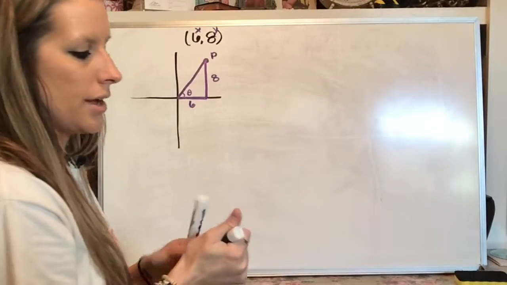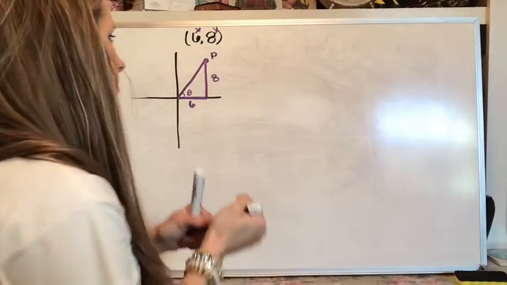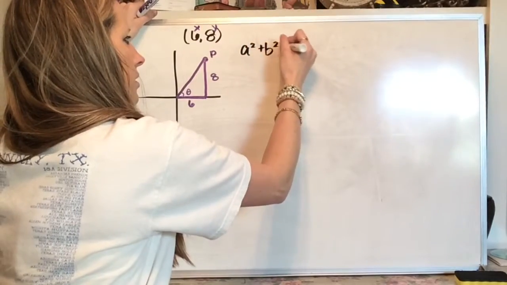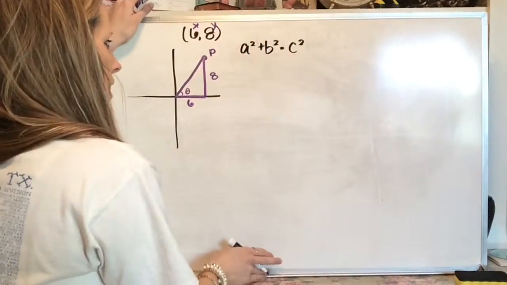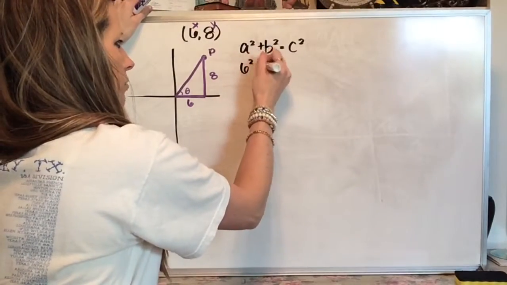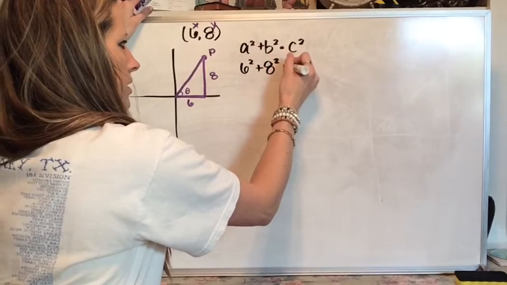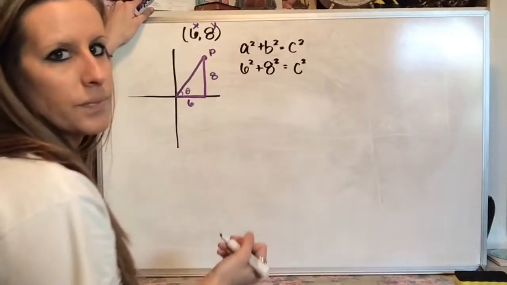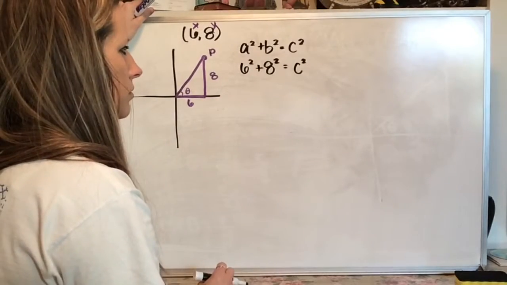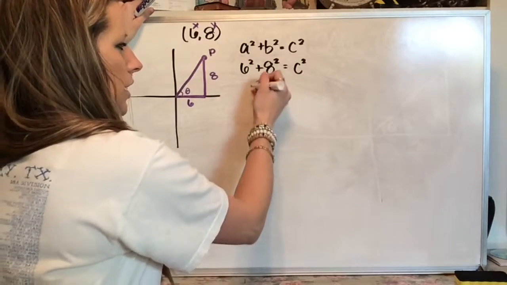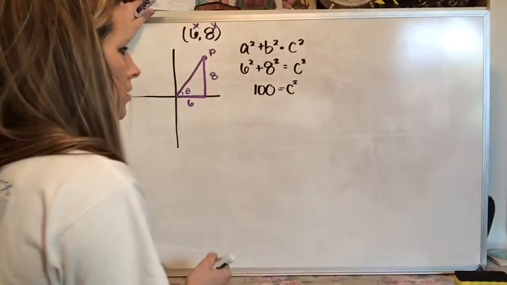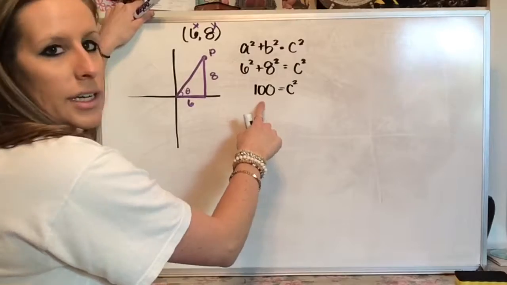with triangles, we use Pythagorean theorem. A squared plus b squared equals c squared, right? So a and b are my sides. I'm going to do 6 squared plus 8 squared to get my hypotenuse. Okay, so what is 6 squared plus 8 squared? 100? Yeah. So 100 equals c squared.